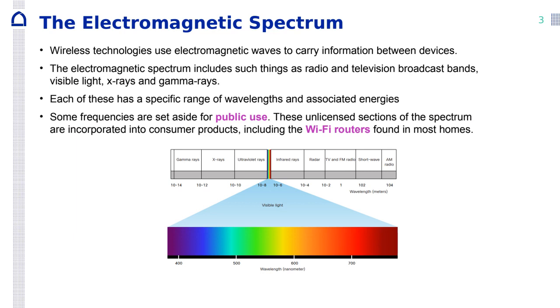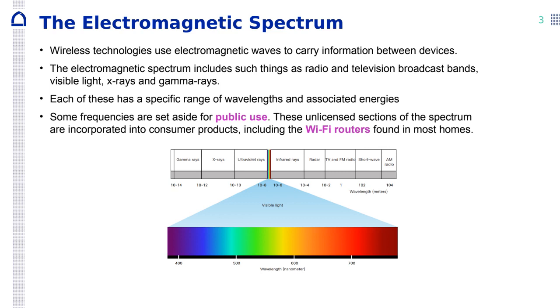Now let's look at the electromagnetic spectrum, because we need to know what range of frequencies it is effective in. We know that wireless uses electromagnetic waves to carry the information. What is the electromagnetic spectrum? It ranges from radio to television broadcast bands, visible light, X-rays, and gamma rays. Each one of them has a specific range, characteristics and wavelength.